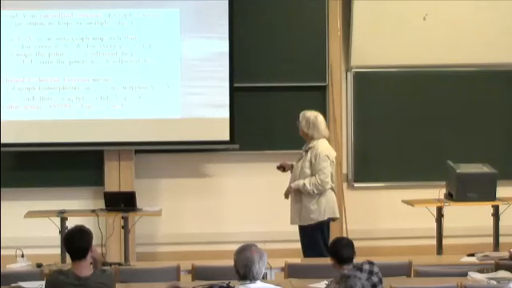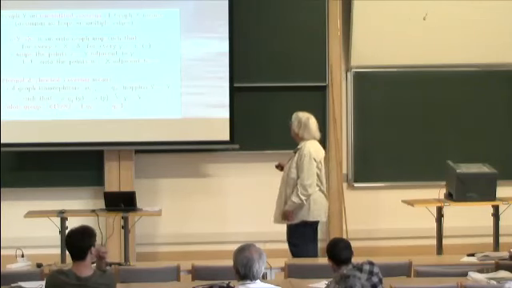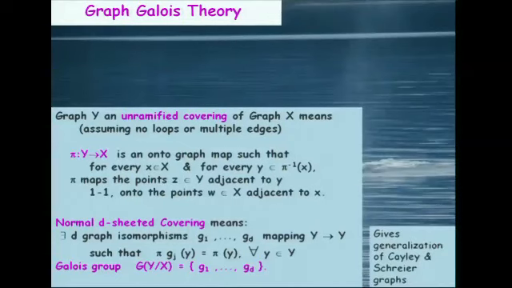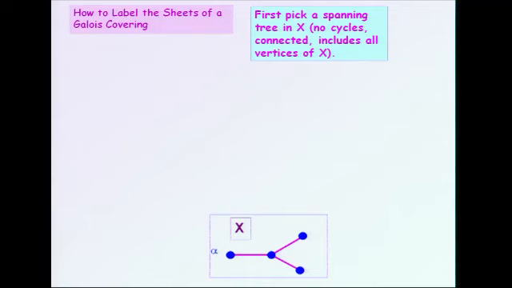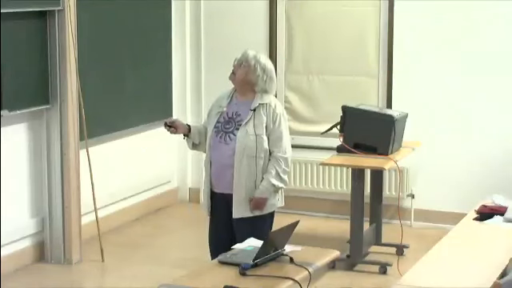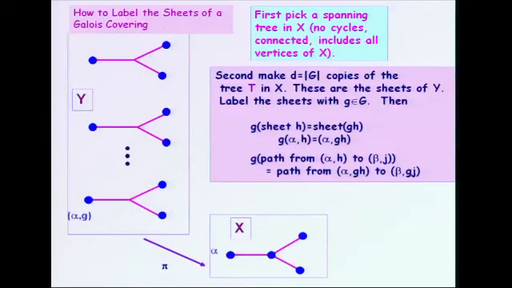A normal D-sheeted covering means we have D graph isomorphisms preserving pi, our projection, and our Galois group, like so. So for example, how do you do this? Well, you pick, so here's my graph X, the base graph, down below, and I pick a spanning tree in X. So you've got to imagine that this isn't all of X. There's still other edges that I haven't drawn in yet. And then you make D copies of that tree, however big you want your covering to be.